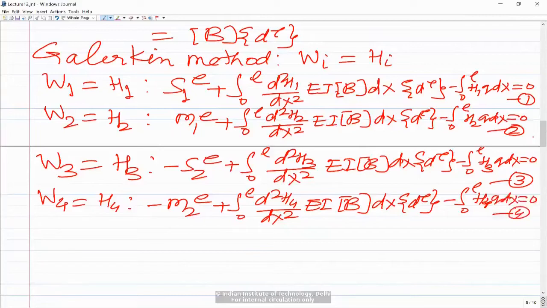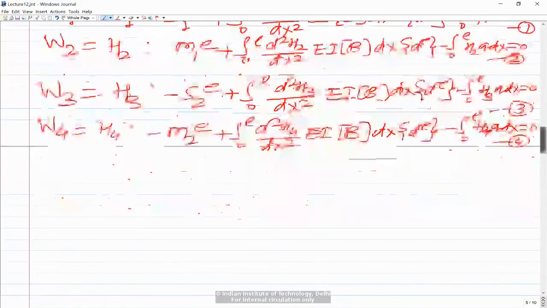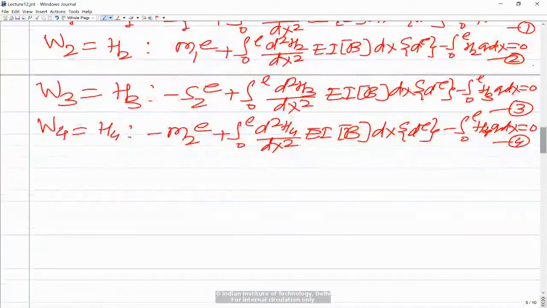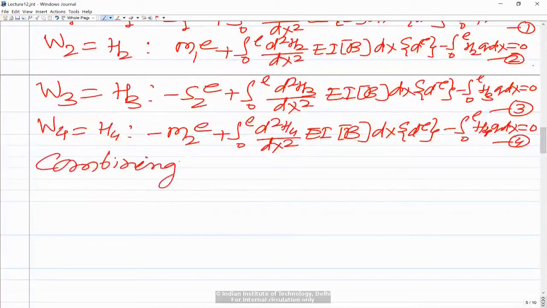So now what you can do is, if we want to bring it in the same form, the way we got the element level governing equation from the integral functional, we can combine all four equations, 1, 2, 3 and 4, and write it in the final form. So combining equations 1 to 4, what do we get? Let us say these terms we want to keep on the left hand side and the remaining terms on the right hand side.